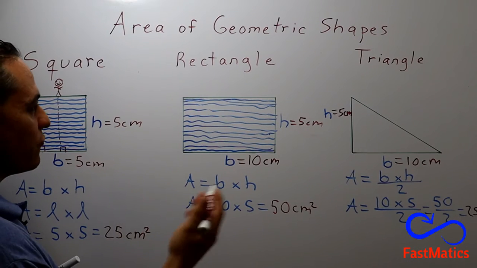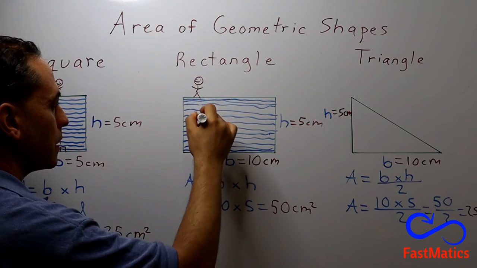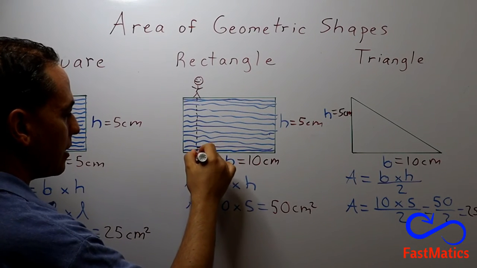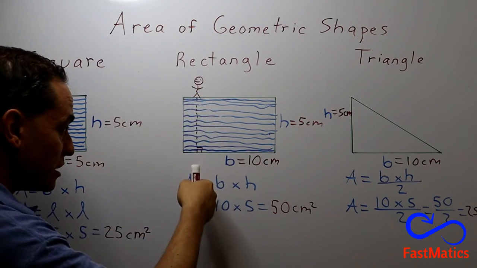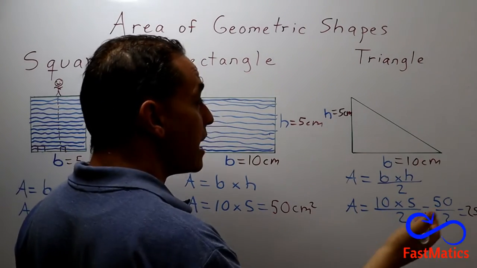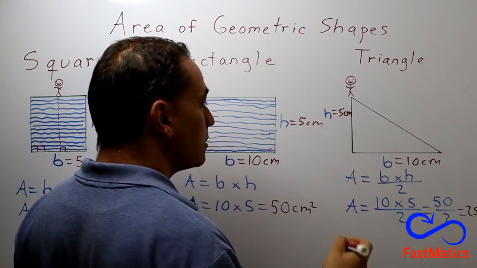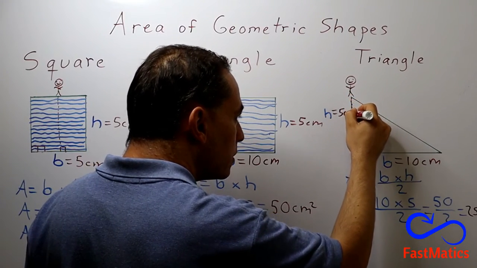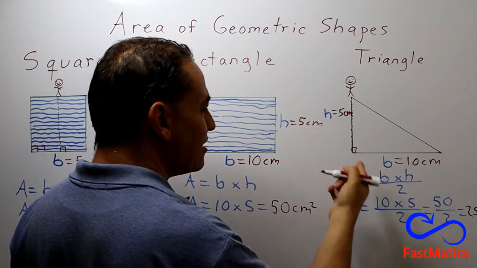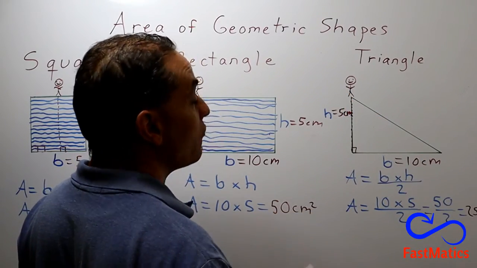Imagine you want to know the height of this rectangle. So you climb the rectangle, you throw a rope, and you see here an angle of 90 degrees, and the length of the rope is the height. For the triangle, it is the same. You climb to the top, it is very important, to the top of the shape, and you throw a rope to the floor. And here you see an angle of 90 degrees. So the length of the rope is the height of the triangle.